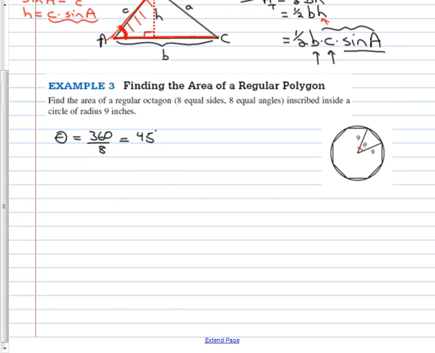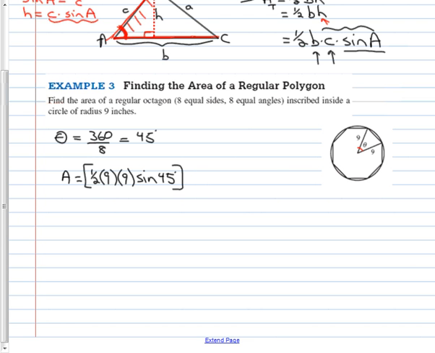So I can find the area of that one triangle by using this new formula. It is 1/2 the product of two sides. Well, I know two sides. They're both 9. Times the sine of the angle between. I just figured out the angle between. It's 45 degrees. That would give me the area of one of those triangles.